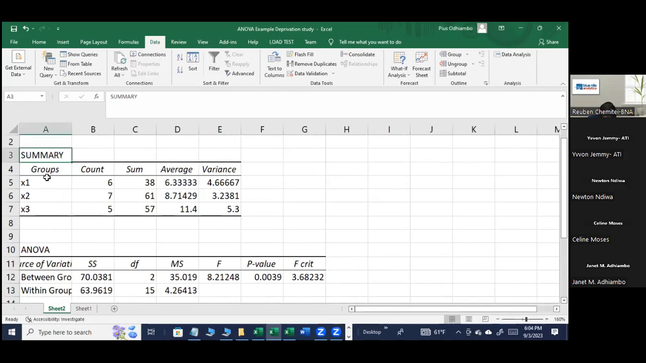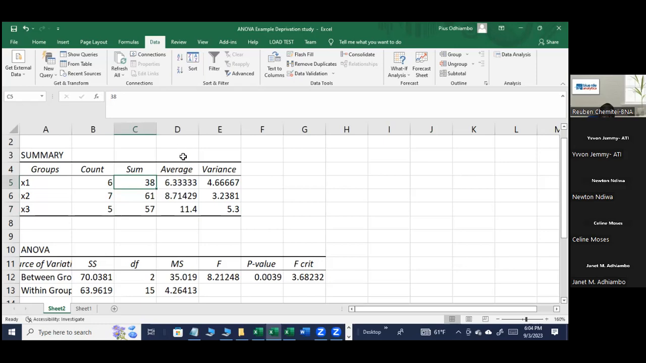You can see here in group 1, that's X1, the count is 6. There are 6 actually. In group 2, that's X2, we have 7. In group 3, we have 5. And then we have the sums. When you sum everything for group 6, you'll have 38 and so forth.